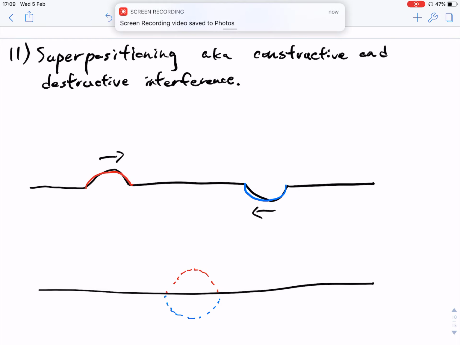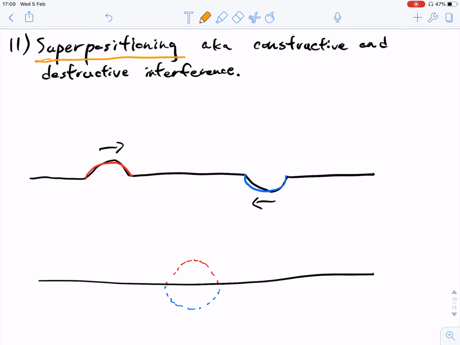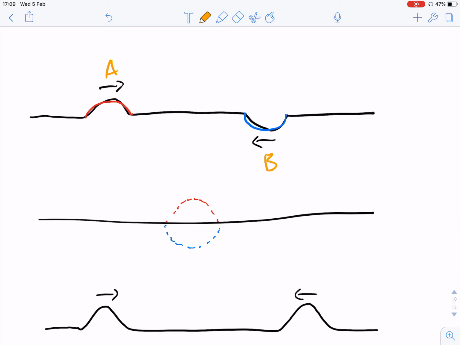This time we're looking at the concept of superpositioning. So let me grab my marker here. We're looking at the concept of superpositioning, commonly known as constructive and destructive interference. So here we have two waves that are heading towards each other, A and B, which I've highlighted in red and blue. And as they meet, they do superposition over themselves.